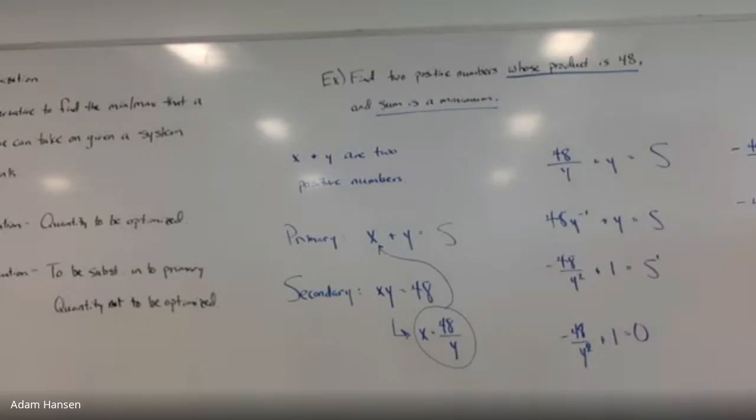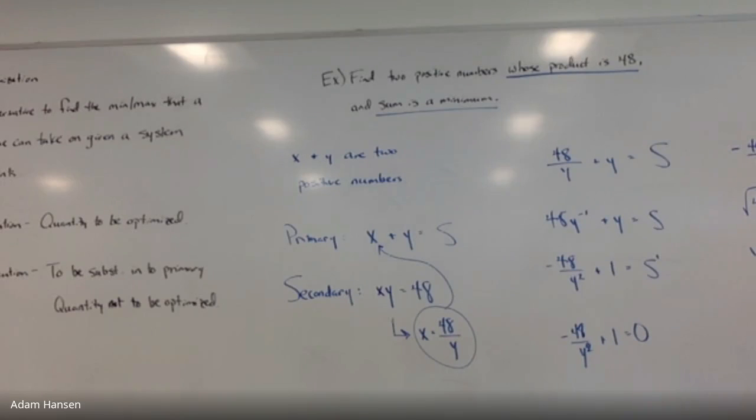Just going to get rid of the negatives here. Get rid of the negative on both sides to make it y squared equals 48 divided by y squared. What's next? Square root. So y equals the square root of 48.